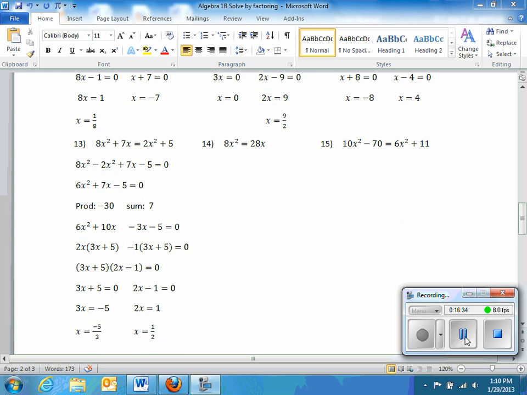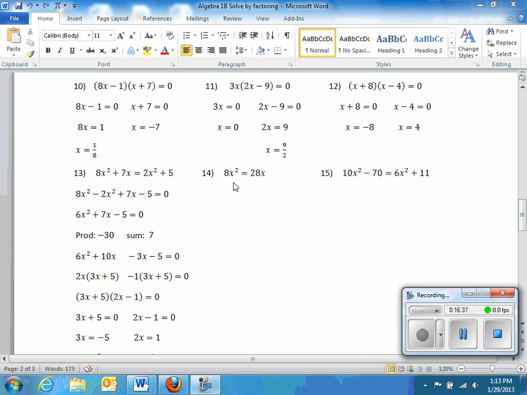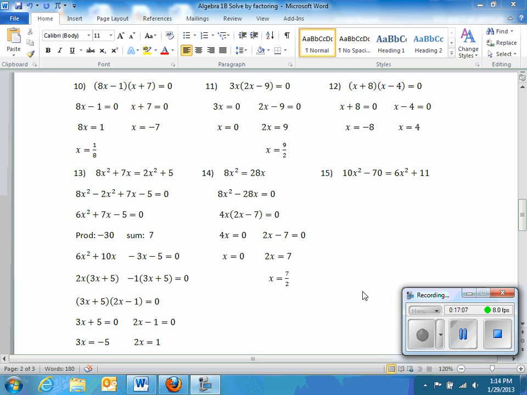Let's look at problem 14. Again, always set it equal to 0 and combine like terms. Next, you'll have to factor by pulling out the GCF. Next, you'll set each factor equal to 0. And now you have to solve each equation. Here, you'll divide by 4, x equals 0. Here, you'll add 7 and divide by 2, so x will equal 7/2. So our two solutions are x equals 0 and x equals 7/2.